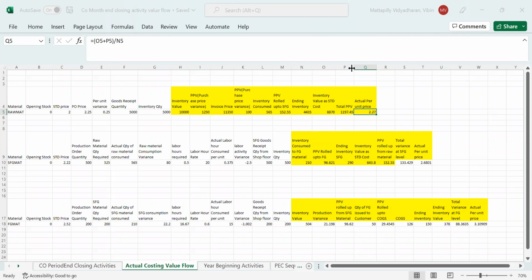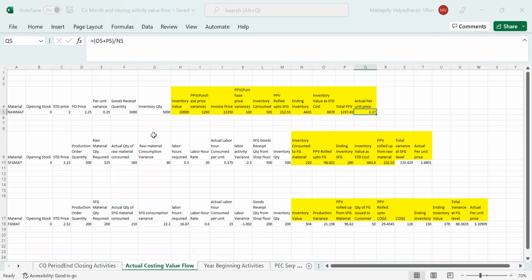Today in this session we are going to discuss the value flows in actual costing. As a result of actual costing, we all know that the periodic unit price is getting updated in the periodic unit price field in the material master. But how? We need to know how exactly this value is being calculated. So that's what we are discussing.